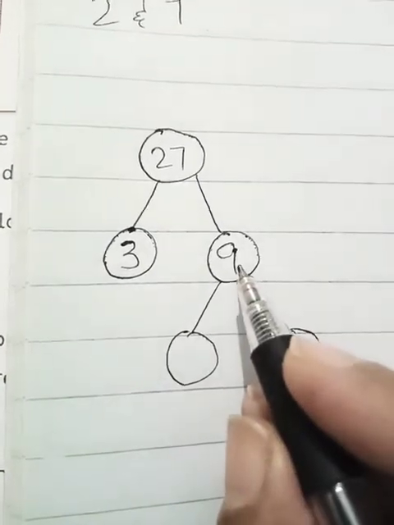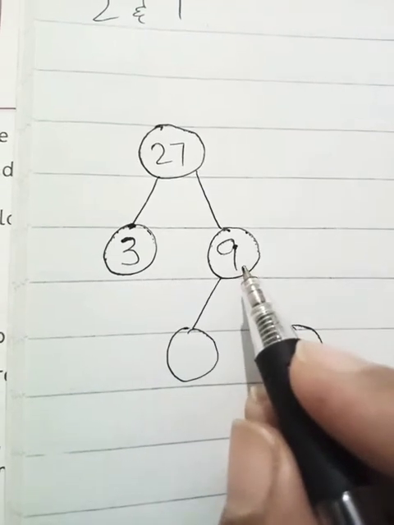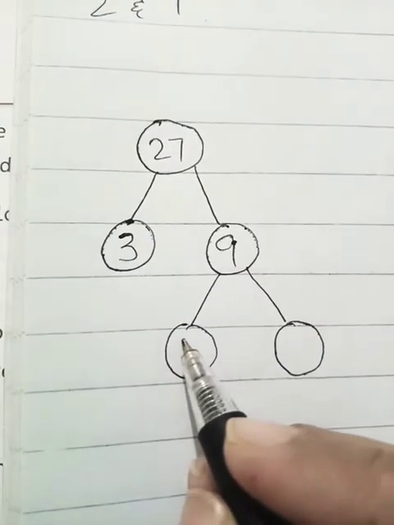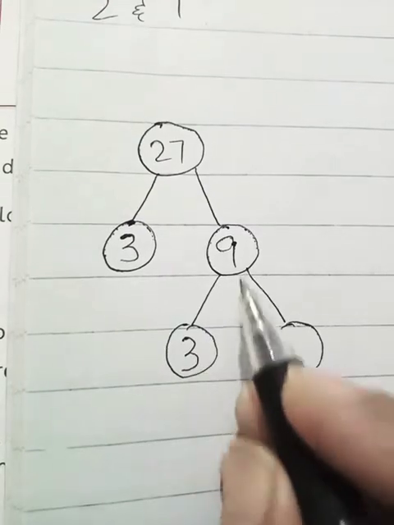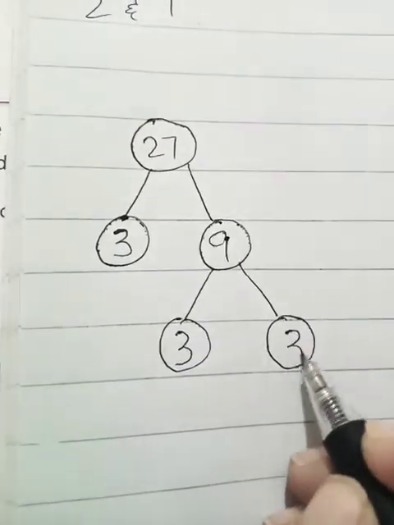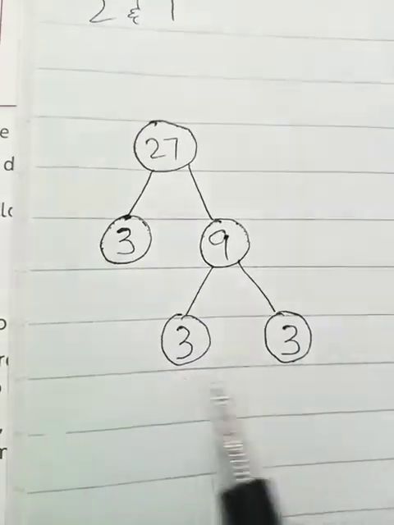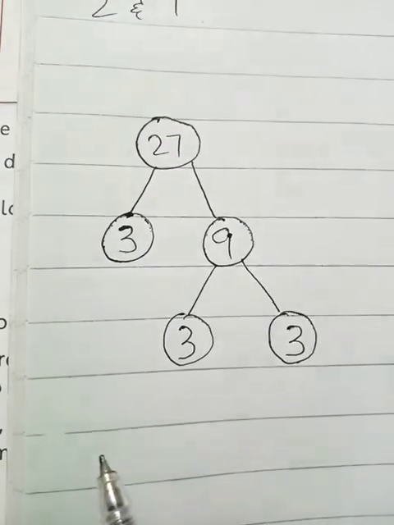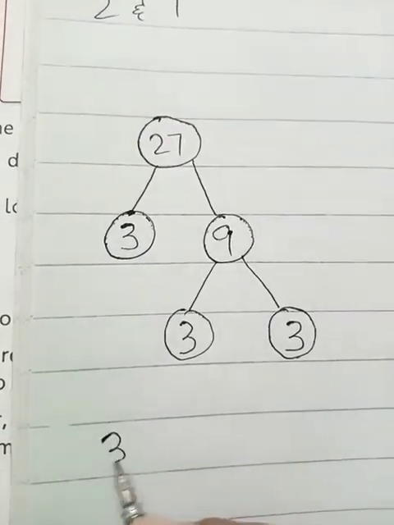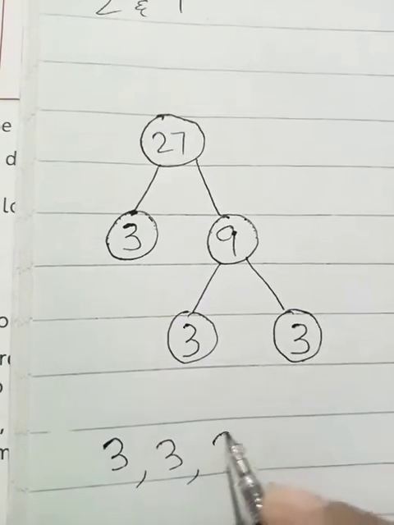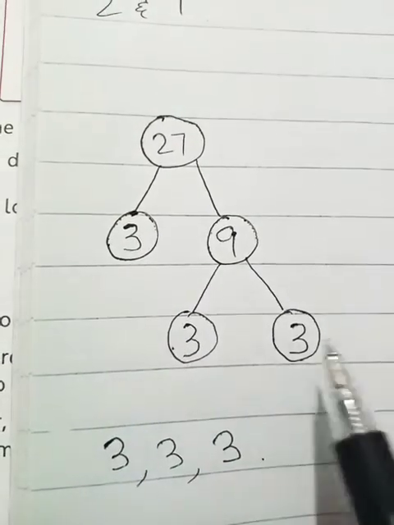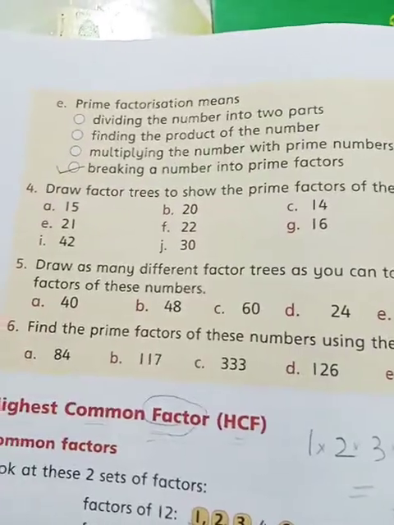9 is an odd number or even number? 9 is an odd number, so it will be divided by 3. Say the table of 3 to get 9. 3 3s are 9. So now all 3s we have, and 3 is a prime number. So the prime factors of 27 are 3, 3, 3. Okay, 3, 3, 3, right? So beta, in this way you will complete question number 4.